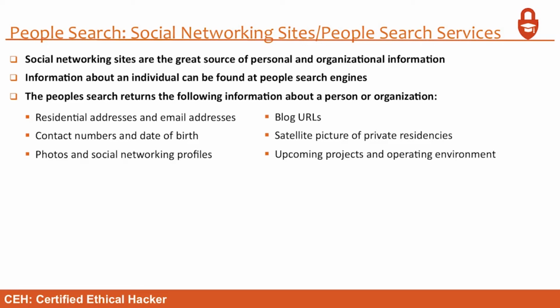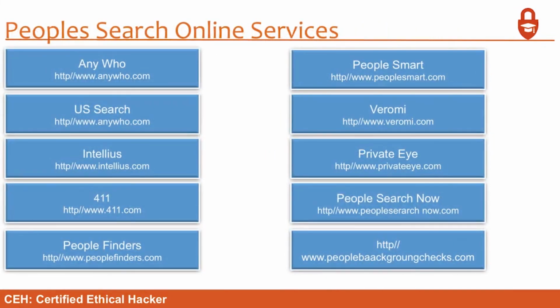So this used to be really fruitful. A lot of this information is getting filtered now. They're starting to filter some of this out because people are using it to find movie stars' homes and rob them and things like that. There's a couple of movies out about that now, at least 2. People search online services include Anyhoo, US Search, Intelius, 411, PeopleFinders, PeopleSmart, Radaris, Private Eye, People Search Now, and Public Background Checks. So these are some that are in use today.